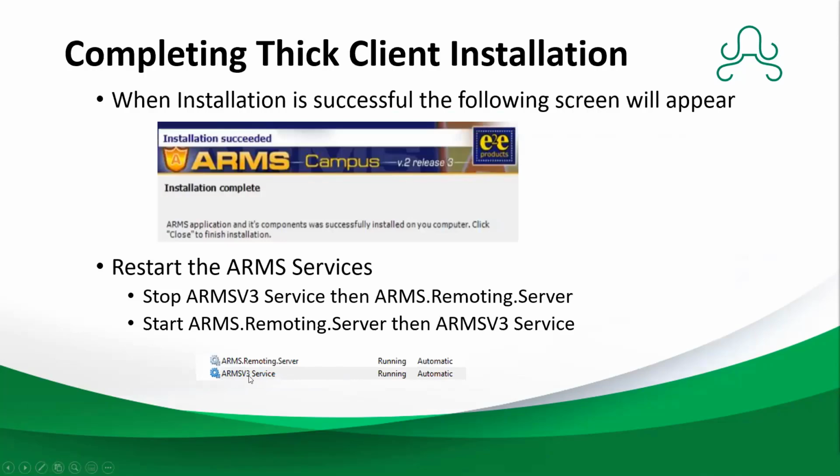But you'll want to restart the services, starting with ARMS v3 service and then arms.remoting.server. So stop that one, and then you'll stop remoting server, and then to start them back up, you'll click start on arms.remoting.server and then start on ARMS v3 service. And once that is done, you should be able to go ahead and log into your client and then begin the mobile installation.